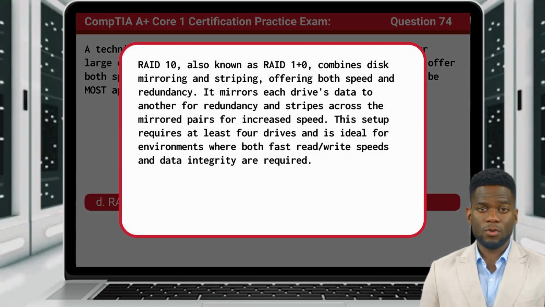RAID 10, also known as RAID 1+0, combines disk mirroring and striping, offering both speed and redundancy. It mirrors each drive's data to another for redundancy and stripes across the mirrored pairs for increased speed. This setup requires at least 4 drives and is ideal for environments where both fast read-write speeds and data integrity are required.